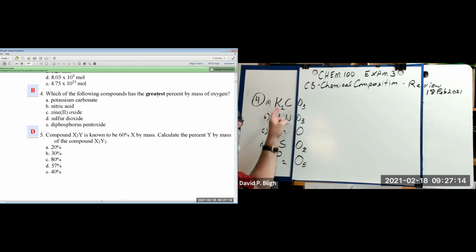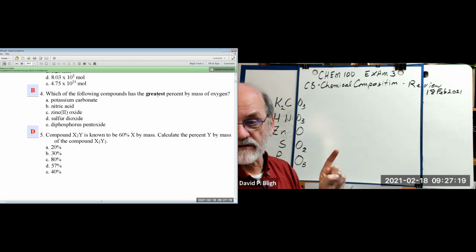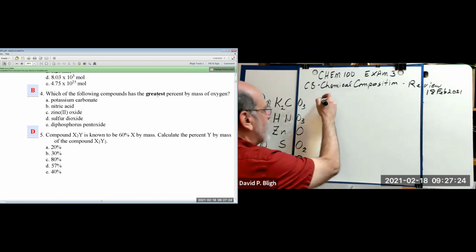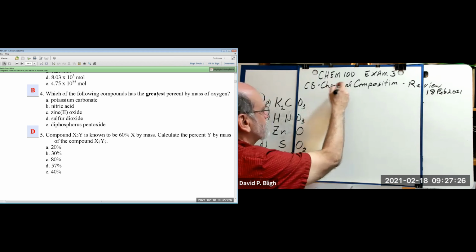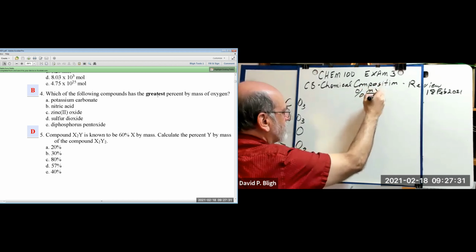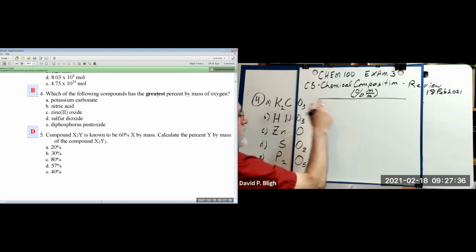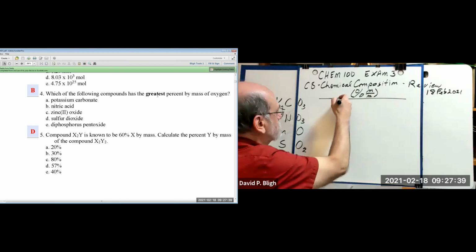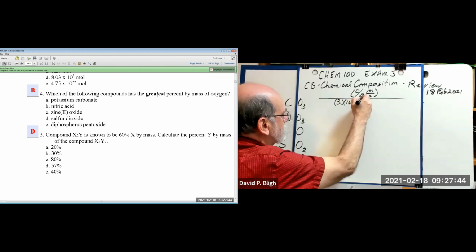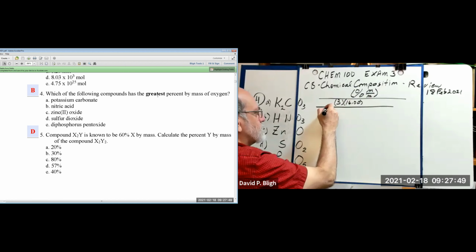So we need both, let's go back to the question. It's asking for percent by mass of oxygen. So we need to focus on oxygen and the percent by mass. Calculation says you need to know how much oxygen there is: 3 times 16. And then in the denominator, you need 2 potassiums.